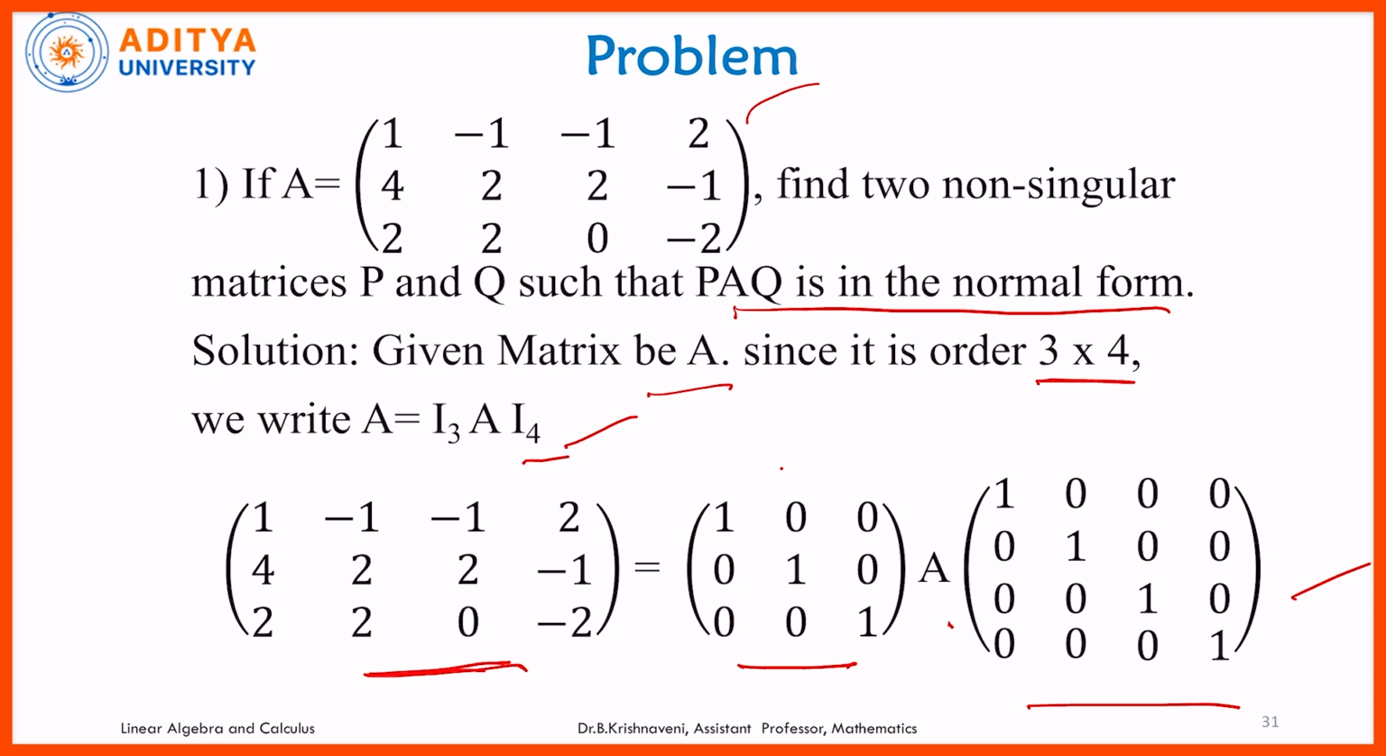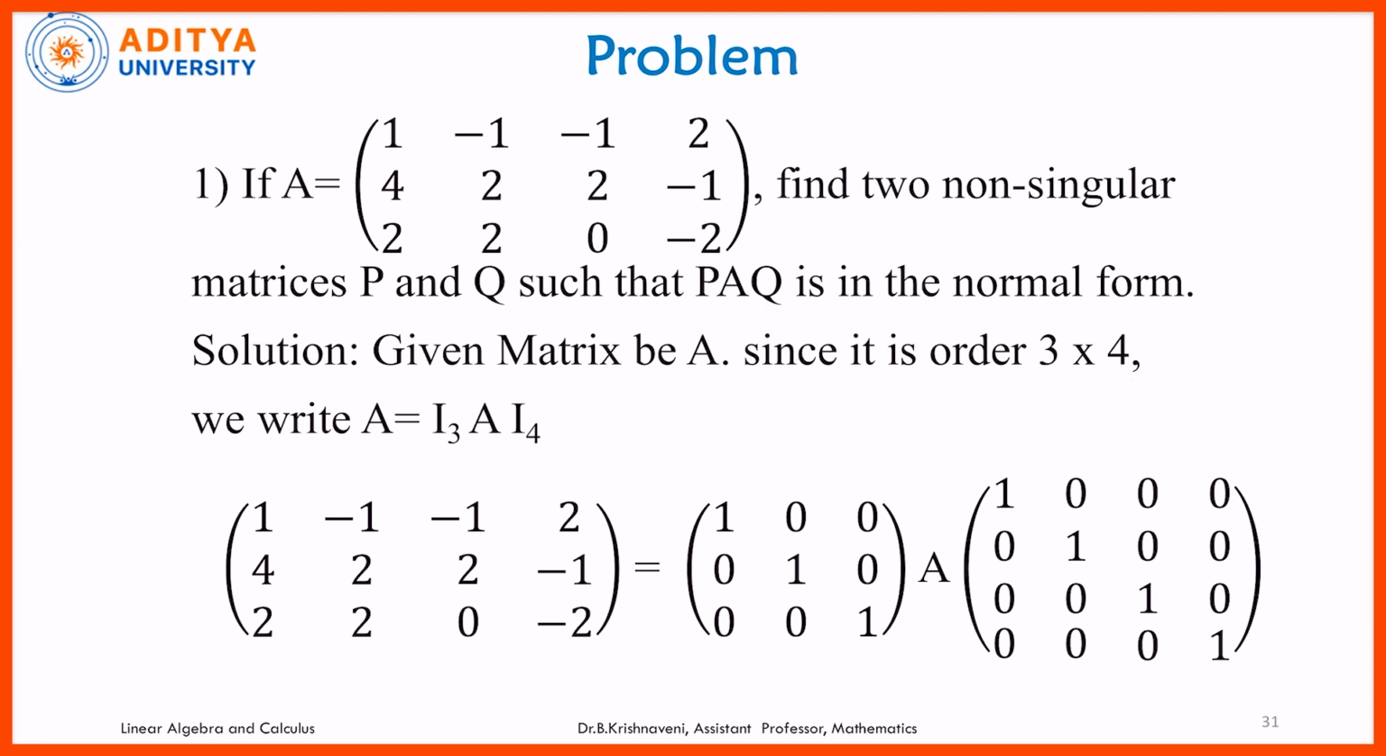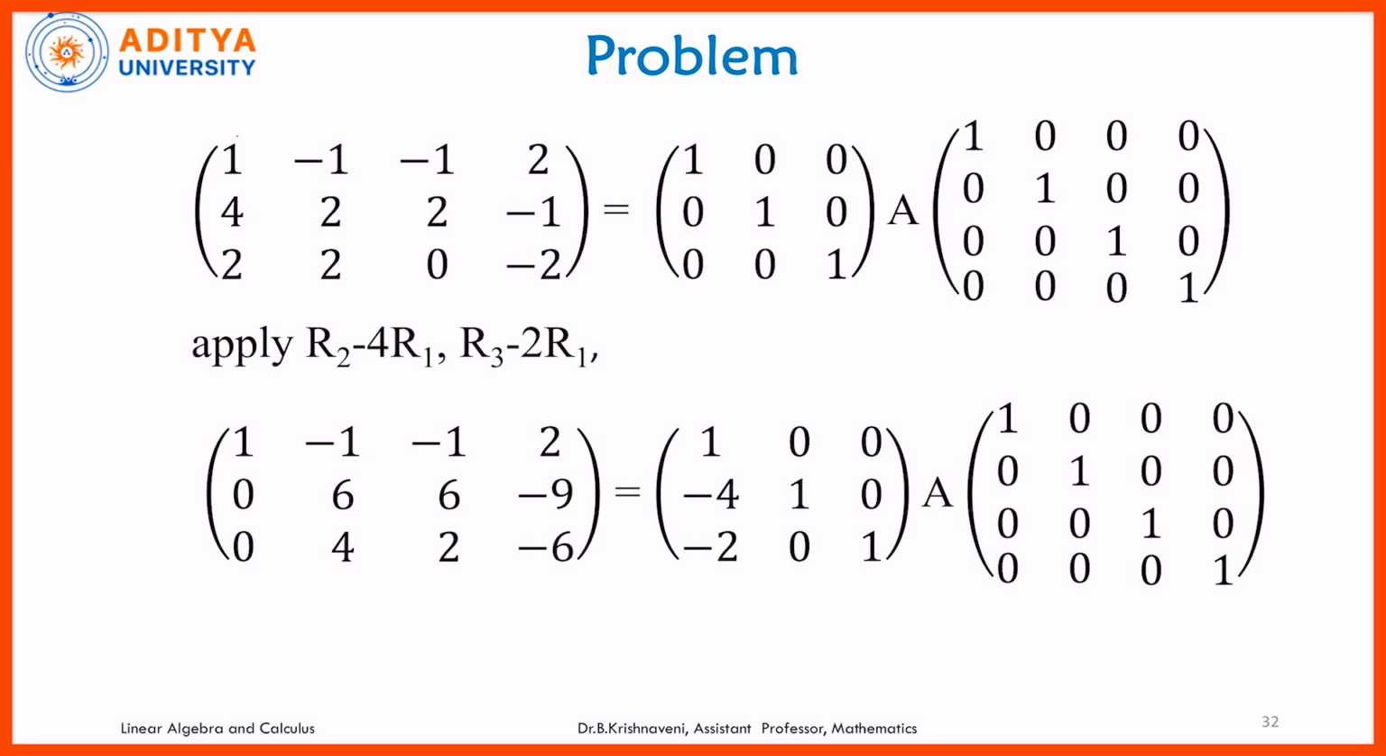As I already said, if you apply a row operation, it will be applied to the prefactor. If you apply a column operation, it will be applied to the postfactor. So now let us do this. We need to fix this element and make the elements below it zeros using row operations. For that, what operations do we have to use? R2 minus 4R1, R3 minus 2R1.